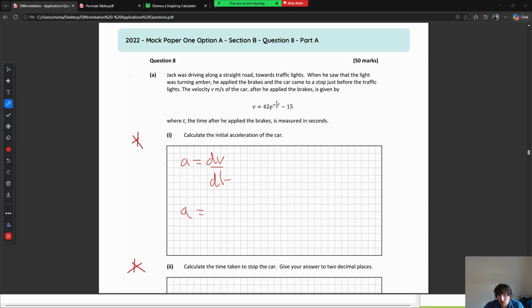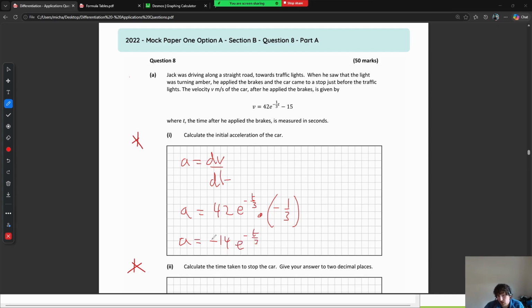Okay, so let's find A here. So dv dt, if we take the derivative of this, the 42 does nothing. The 42 will just be there at the end. The derivative of an exponential stays exactly the same, e to the minus t over 3. Nicer way to write it than minus a third t. And then what do we do here? We multiply by the derivative of the power. The power is minus t over 3, and so its derivative is minus a third. And then the minus 15, because it's a constant, just goes to 0. So that's dv dt there. And we can probably tidy that up. 42 and 3 do divide into one another evenly, so A is equal to minus 14 e to the minus t over 3.